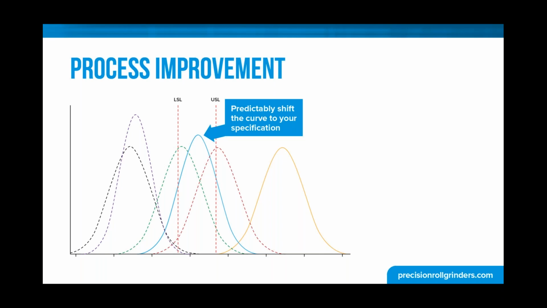You know what that machine setting needs to be at. You know how it needs to be started up. And settings might differ from startup to running conditions, but you know what they are, and so you can predictably make those changes and shift that curve to where you want it.